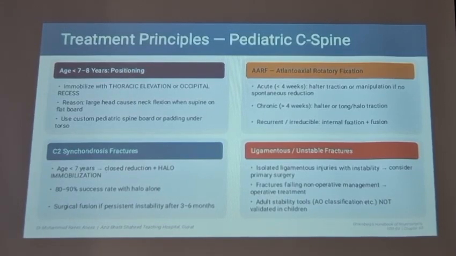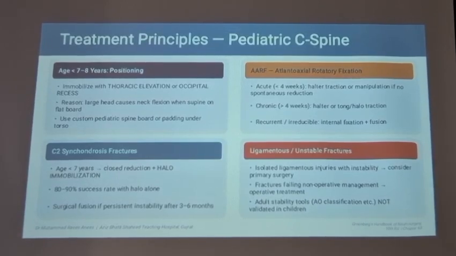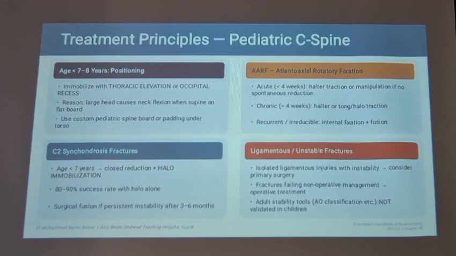If the patient's age is less than 7 years, then we have to immobilize with thoracic elevation or occipital recess. Basically in pediatrics, the head is relatively large, so the normal spine board is flat. So we cannot use it for those kids. So we have to make a modification in that spine board.